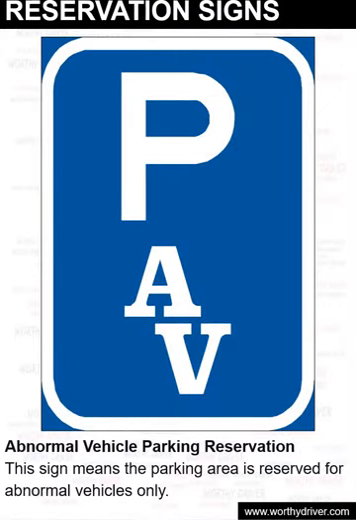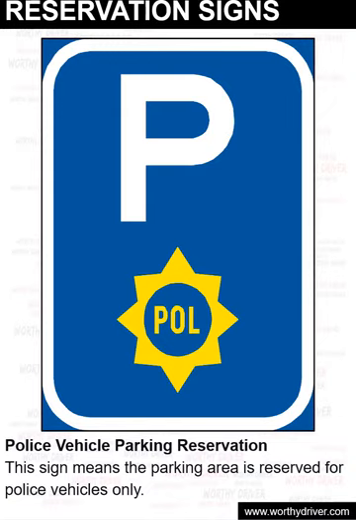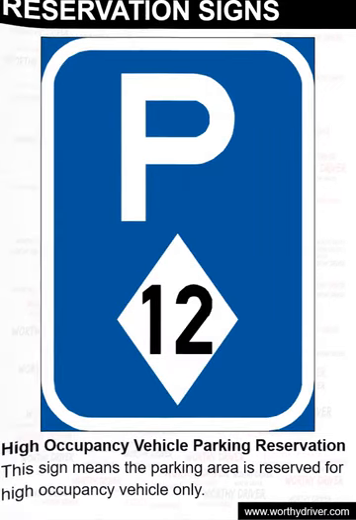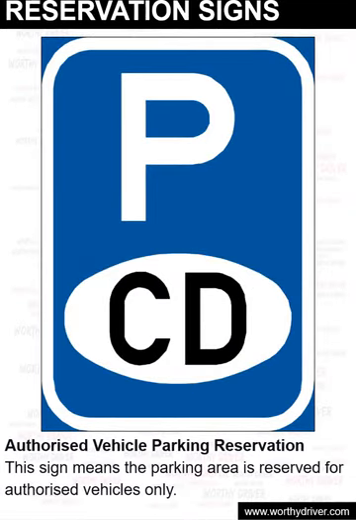Abnormal vehicle parking reservation. This sign means, the parking area is reserved for abnormal vehicles only. Police vehicle parking reservation. This sign means, the parking area is reserved for police vehicles only. High occupancy vehicle parking reservation. This sign means, this parking area is reserved for high occupancy vehicles only. Authorized vehicle parking reservation. This sign means, this parking area is reserved for authorized vehicles only.